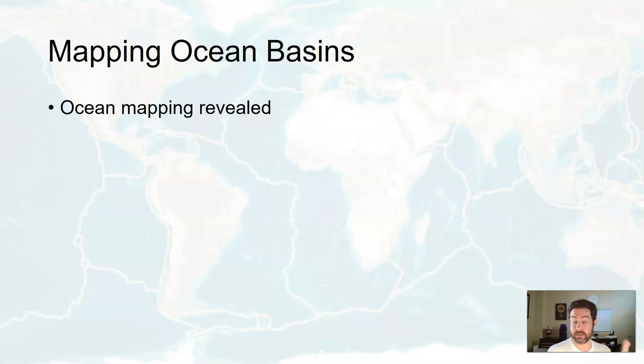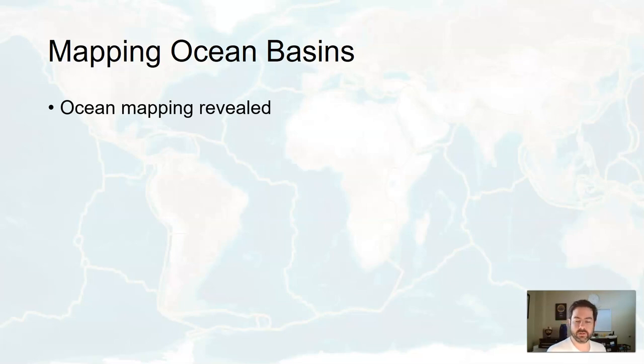Once we had the technology to begin to map the bottom of the ocean, which started around the 1950s or 60s, coming out of World War II, submarines were starting to become more of a thing. We're in the Cold War, so we start mapping the bottom of the ocean to know what it looks like, to make sure submarines don't run into anything.